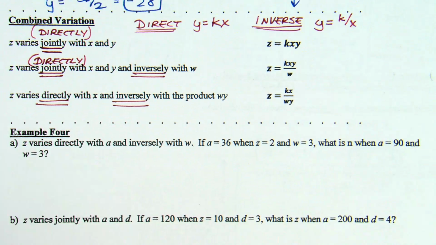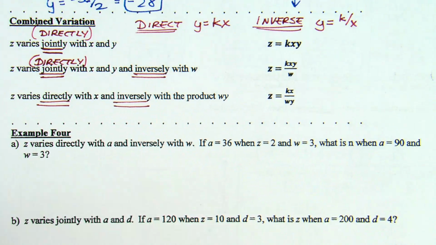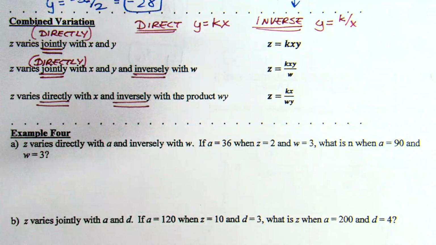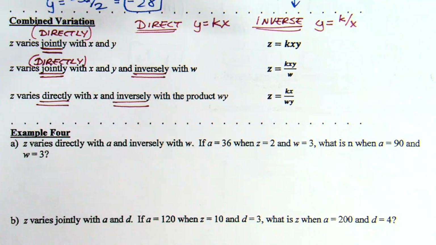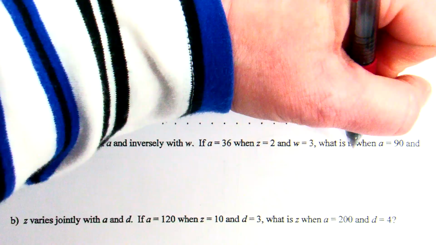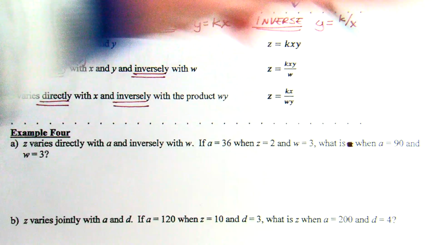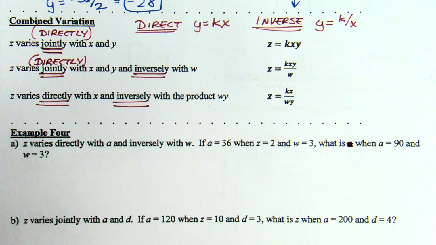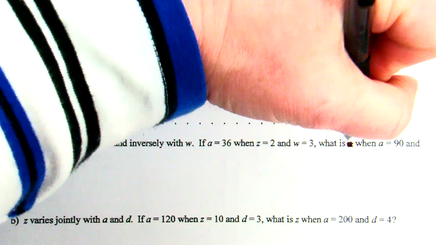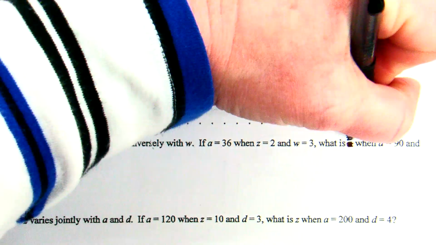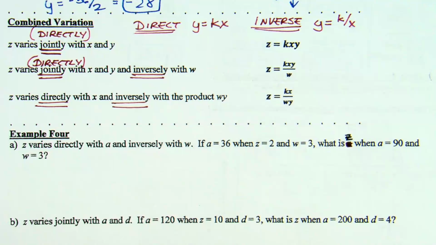Now, there's a typo in this one. Where is it? It says z varies directly with a. Right, well, they're using different variables here, but then down here they randomly throw in an n. There is no n in this problem. Don't throw an n at me. This is supposed to say z. That's where the typo is. I knew there was something wrong. I just couldn't remember what.